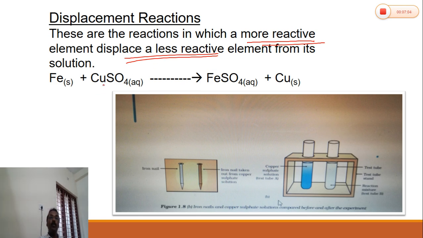For example, when iron is put in copper sulfate solution, the blue color of copper sulfate changes to green. Ferrous sulfate is green and copper sulfate is blue. The copper sulfate solution changes to a light green color. This is a displacement. Copper is less reactive, iron is more reactive. More reactive iron displaces less reactive copper, so ferrous sulfate is formed.